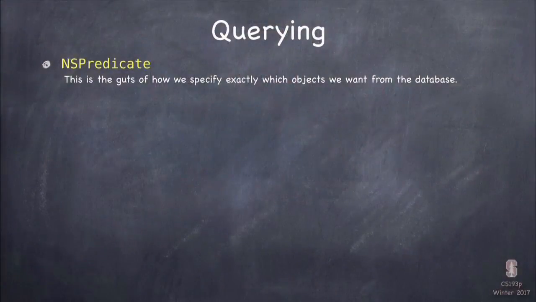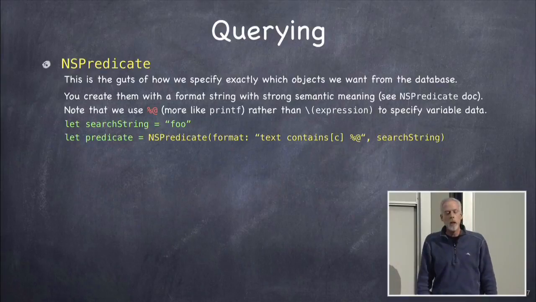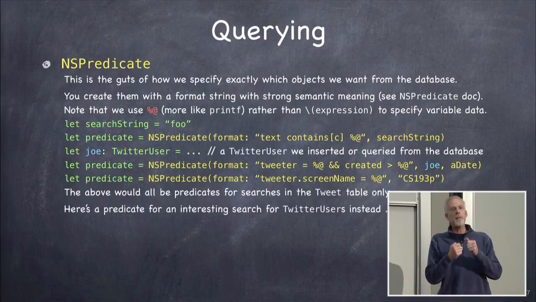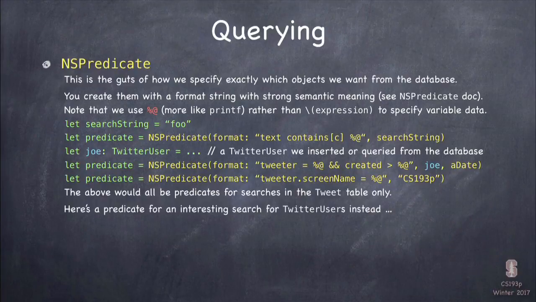Now the predicate. Okay, the predicate is the guts of saying which tweets do we want, which Twitter users do we want. We create them with kind of an interesting API. It looks a lot like printf from C. Okay, it's NSPredicate, format colon, and then a string. And the string is a format string. And again, it looks a lot like printf. So the best way to explain this is probably by example.